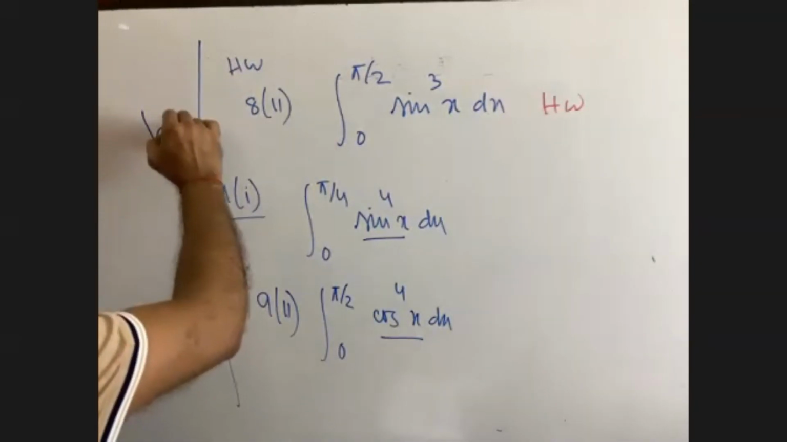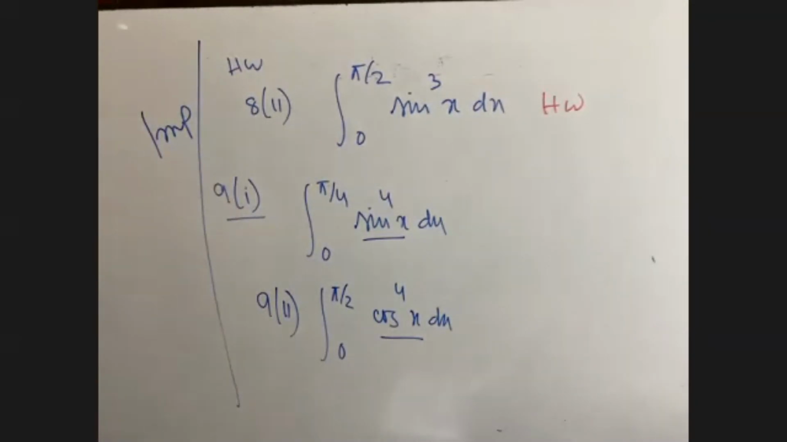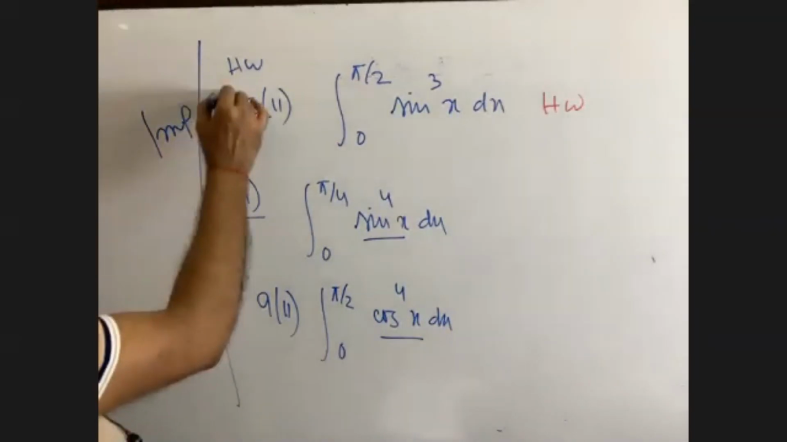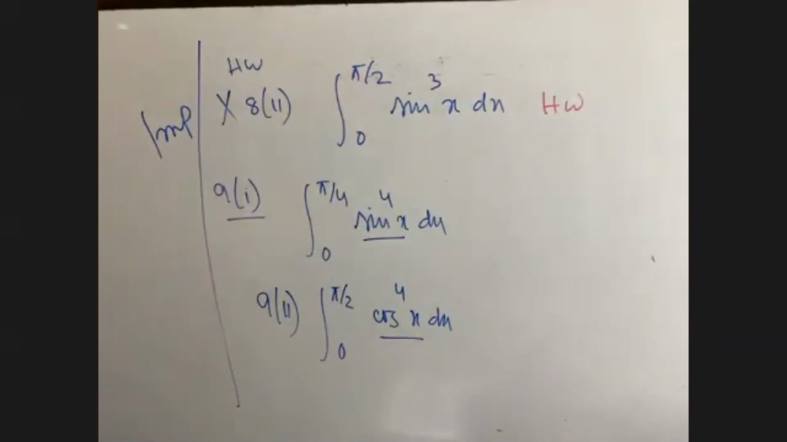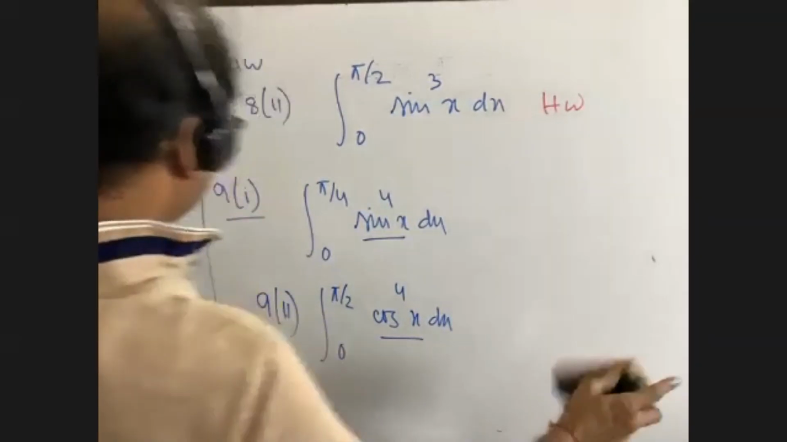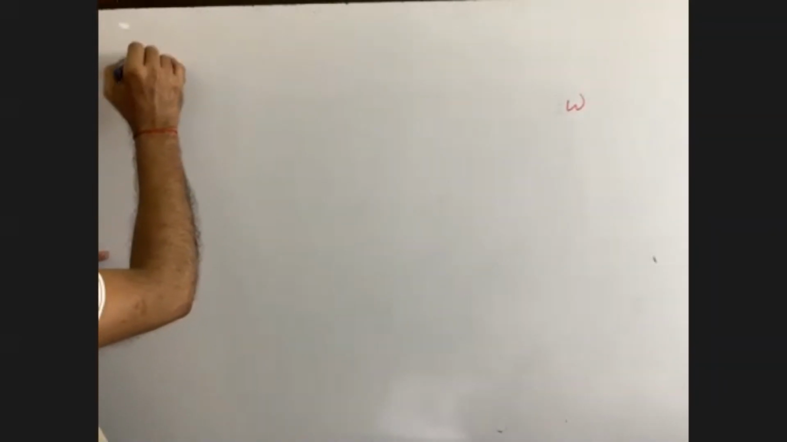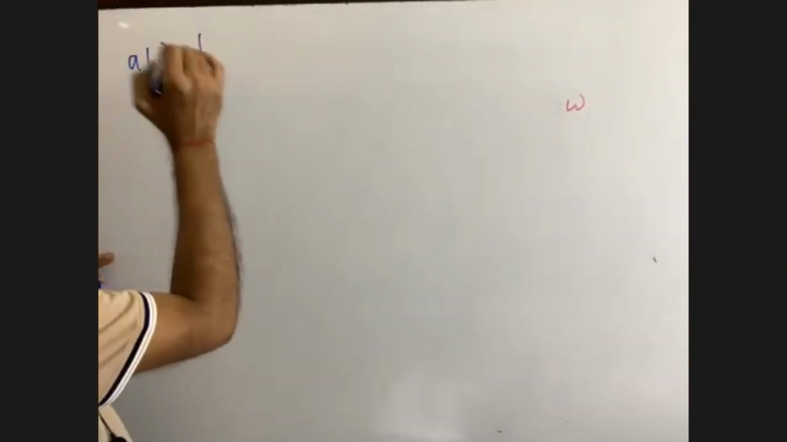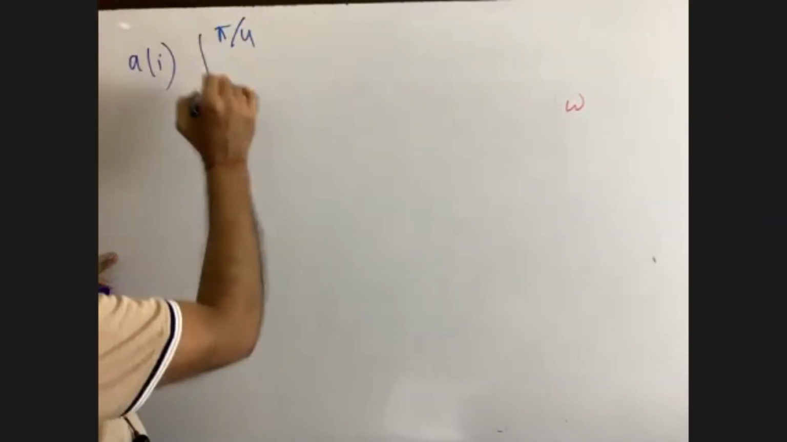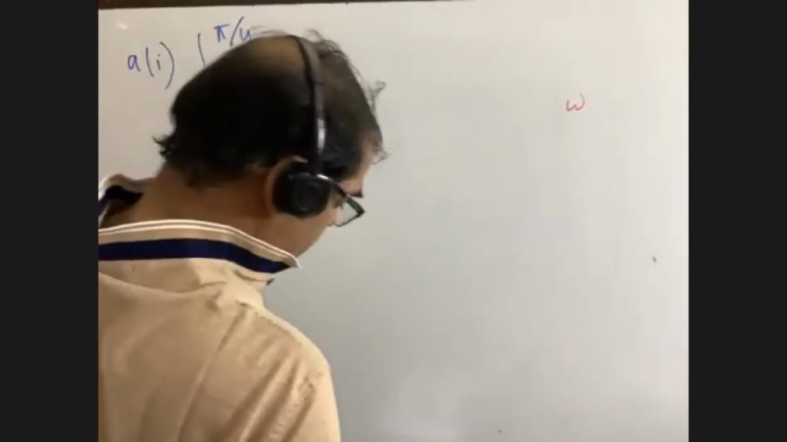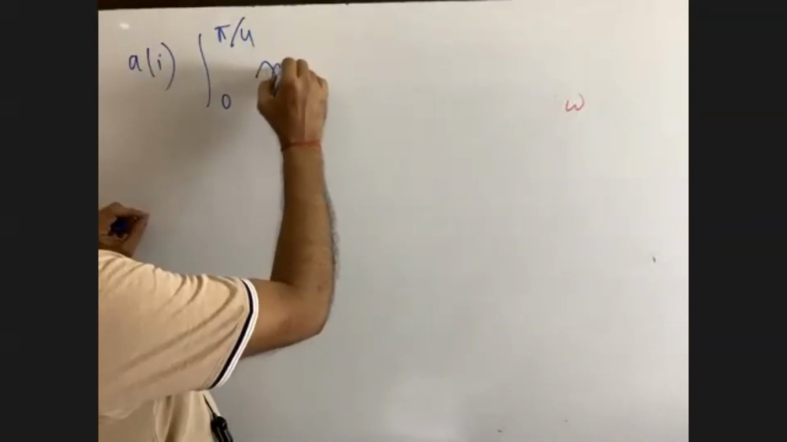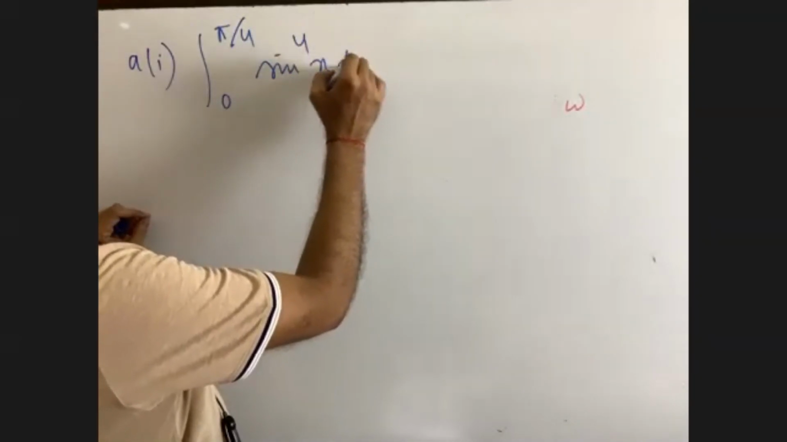Which one should we do next? Let me know. Definitely not this. 9-1. Okay. Very good. So we are going to do question number 9-1. You see number 9-1. This is pi by 4 to 0 of sine to the power 4 x dx. Okay. You write down.